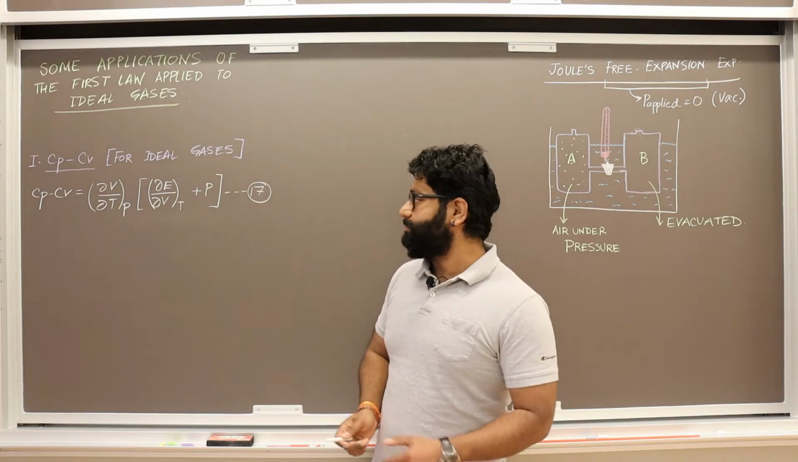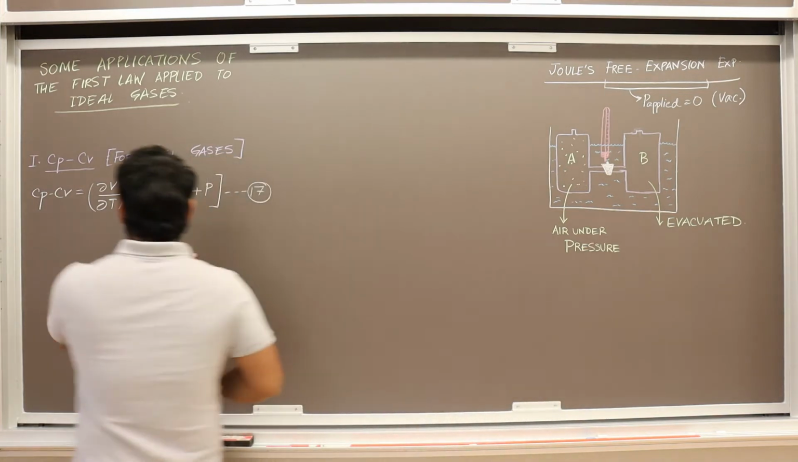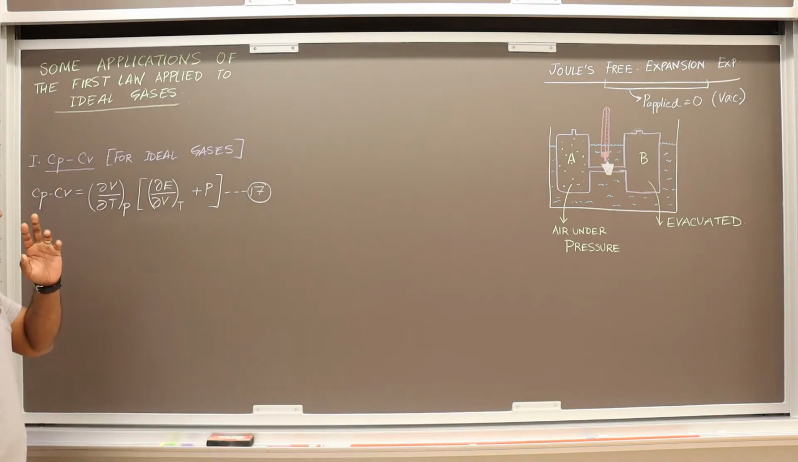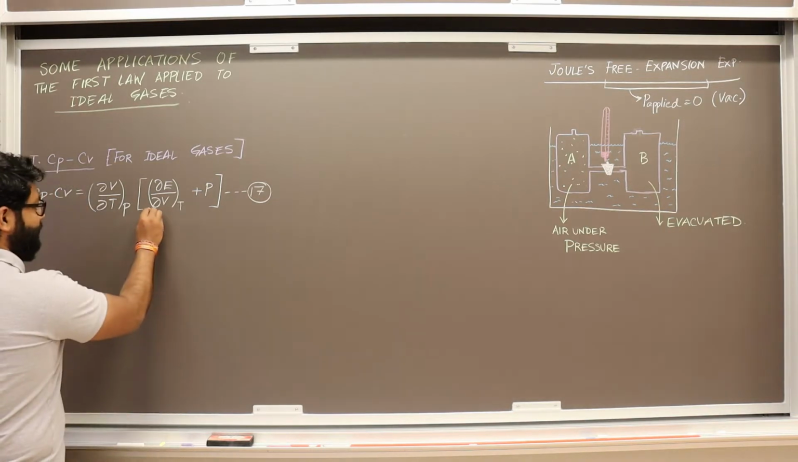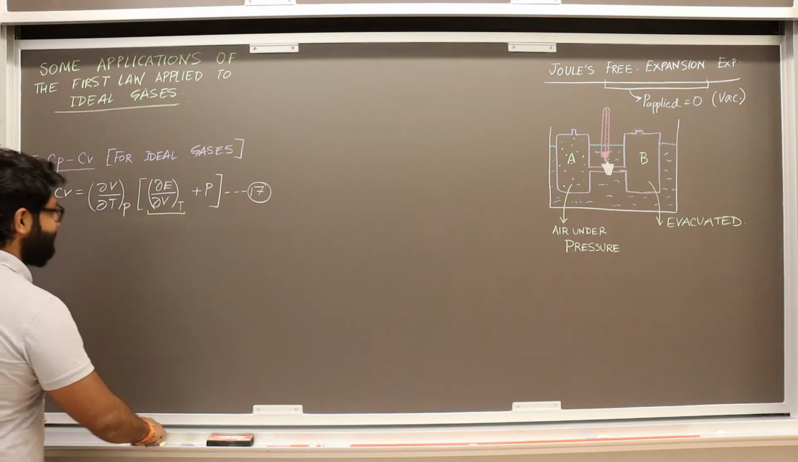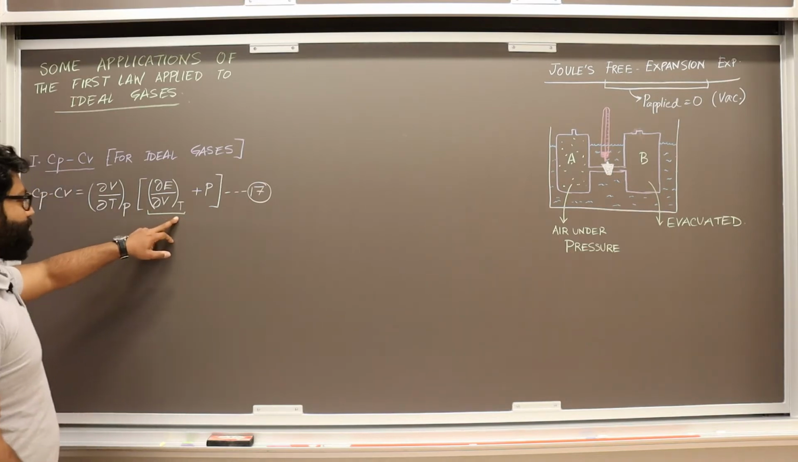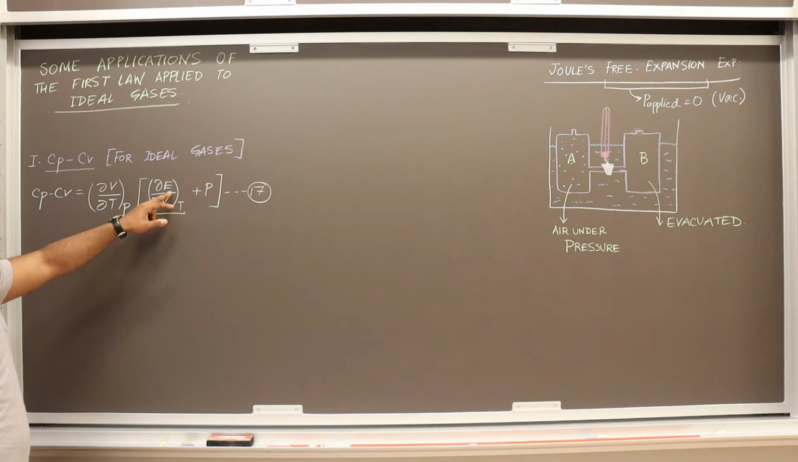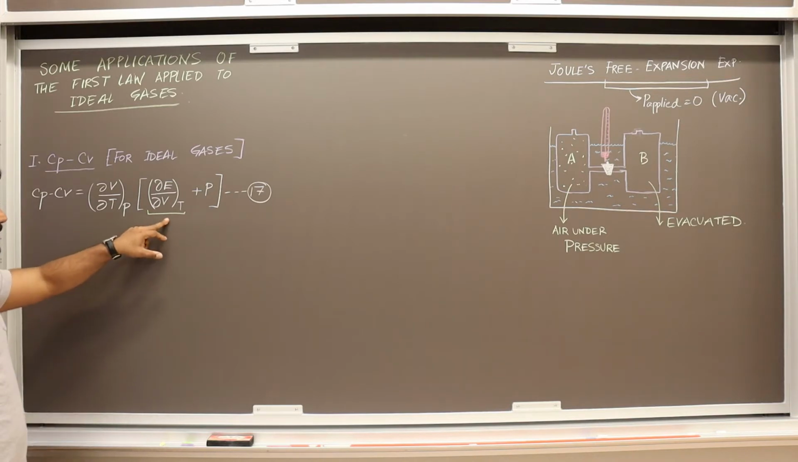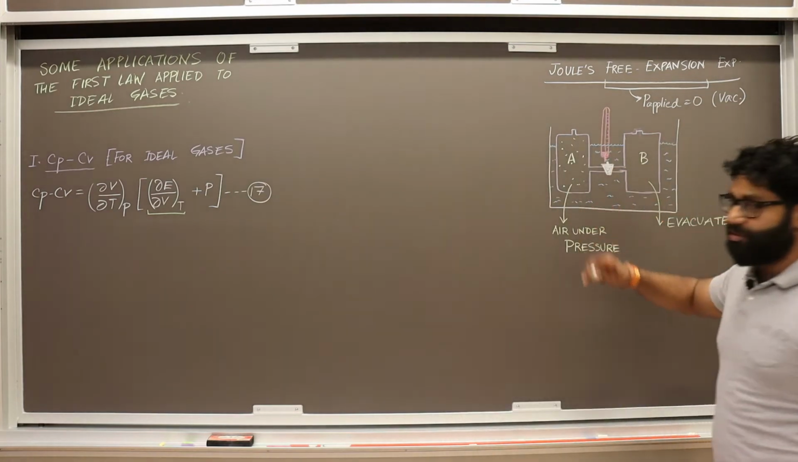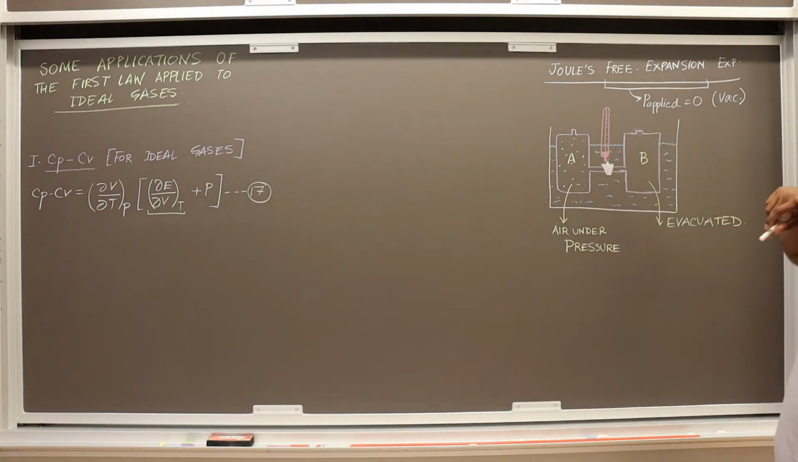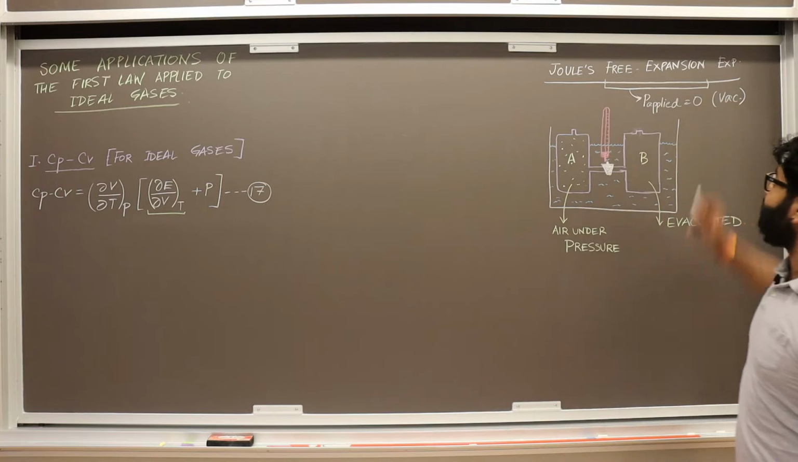Now let's see. Our first point is what is going to happen with this term. So this is del E by del V at constant temperature. Like if you have the temperature constant, what is the change in the internal energy when you have a change in the volume? To understand what happens here, let's look into one of the very famous experiments that was done. In here, we have the Joule's free expansion experiment.